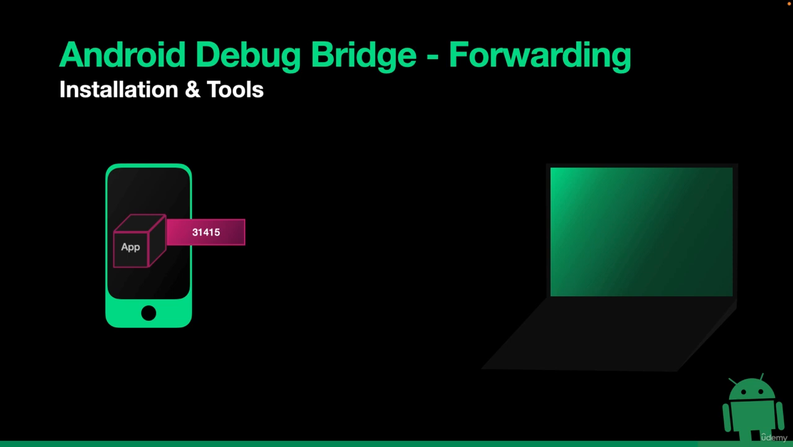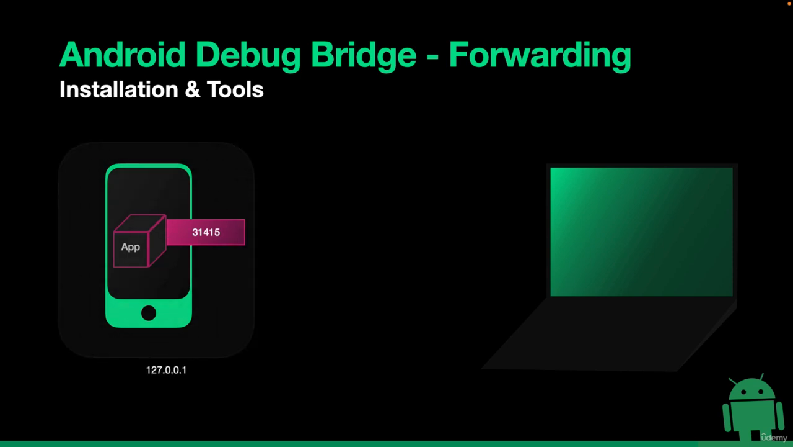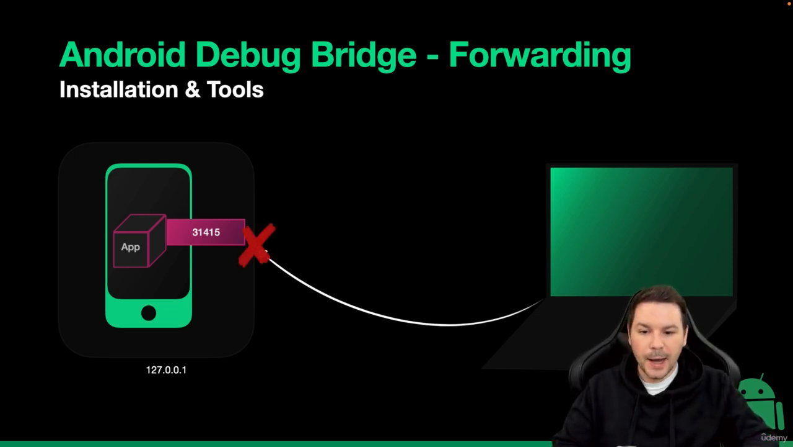If you now want to connect to this port, it won't be possible because this port is only available on the local interface of this device. So if you try to connect to this port from our Ubuntu VM, then we're getting a denied. This port is not available for us. And this is the point where ADB forwarding comes super handy.